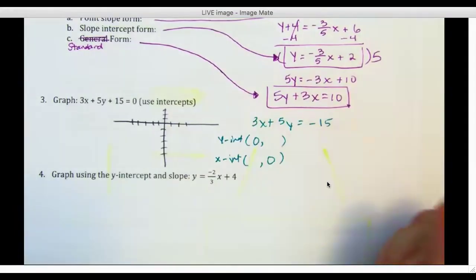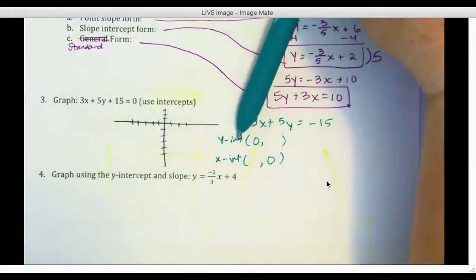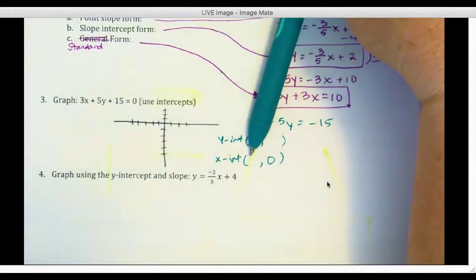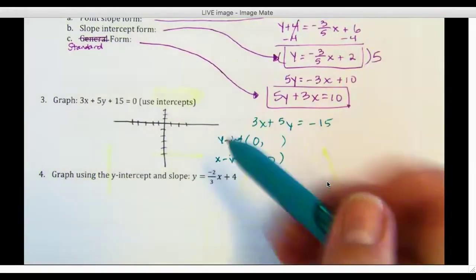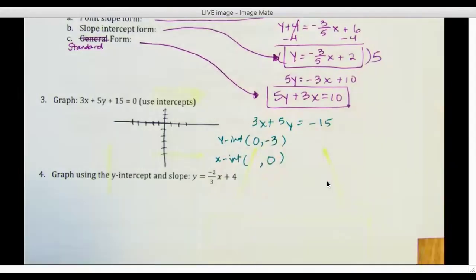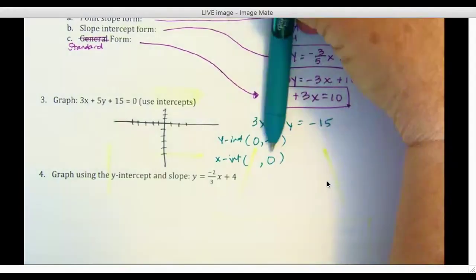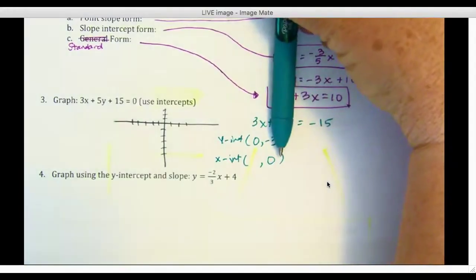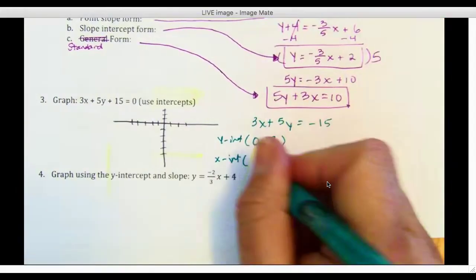And if I plug in 0 for x, well, this term entirely goes away, and I have 5y is equal to negative 15. If I divide by 3, or I'm sorry, by 5, then I get y is equal to negative 3. For my x-intercept, if I plug in 0 for y, then this term entirely goes away, and I have 3x is equal to negative 15. If I divide both sides by 3, I get x is equal to negative 5.